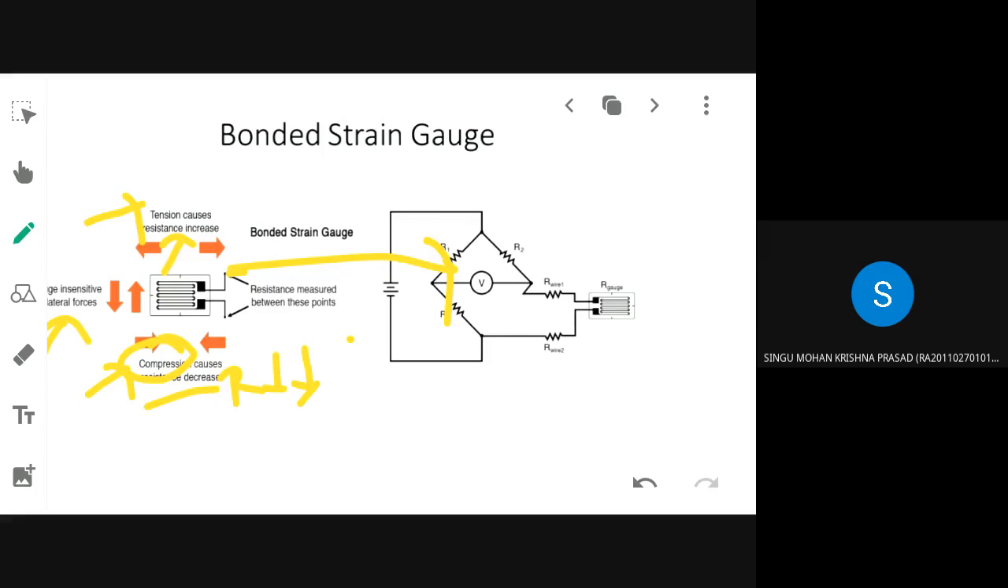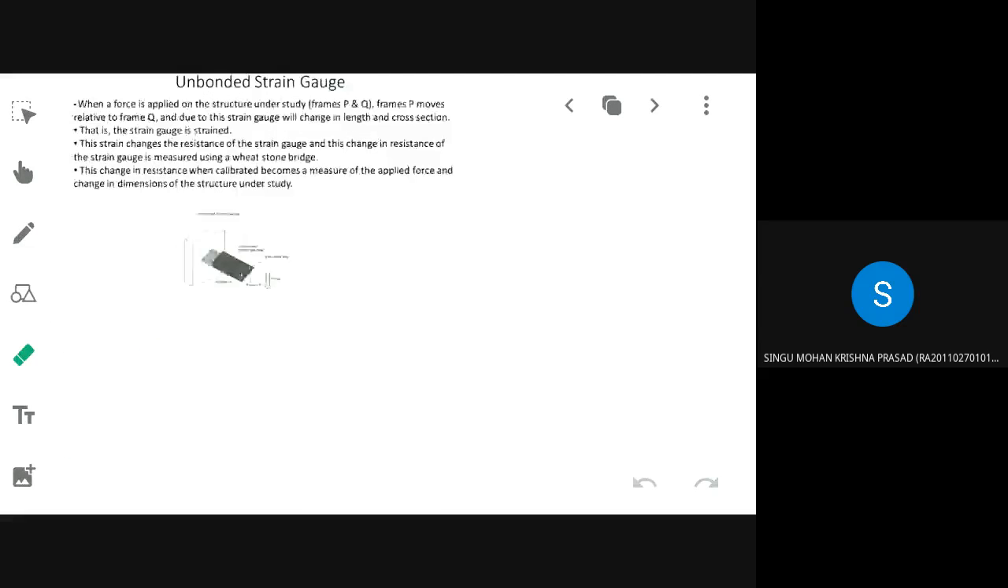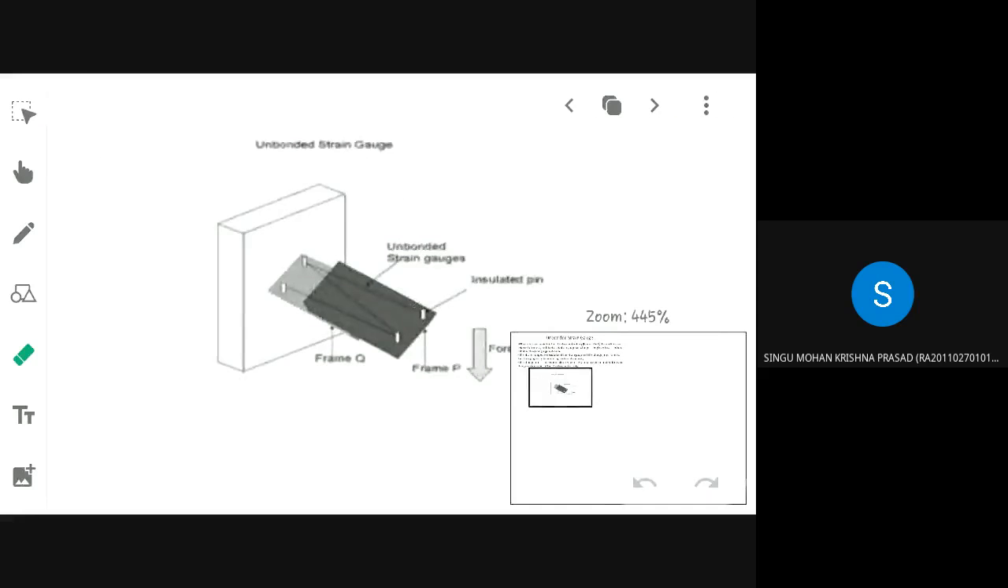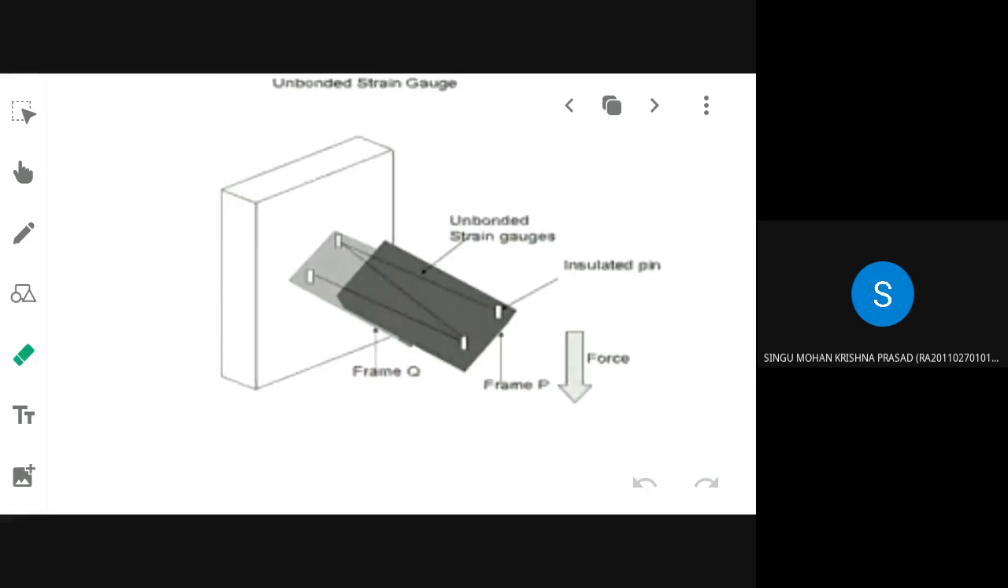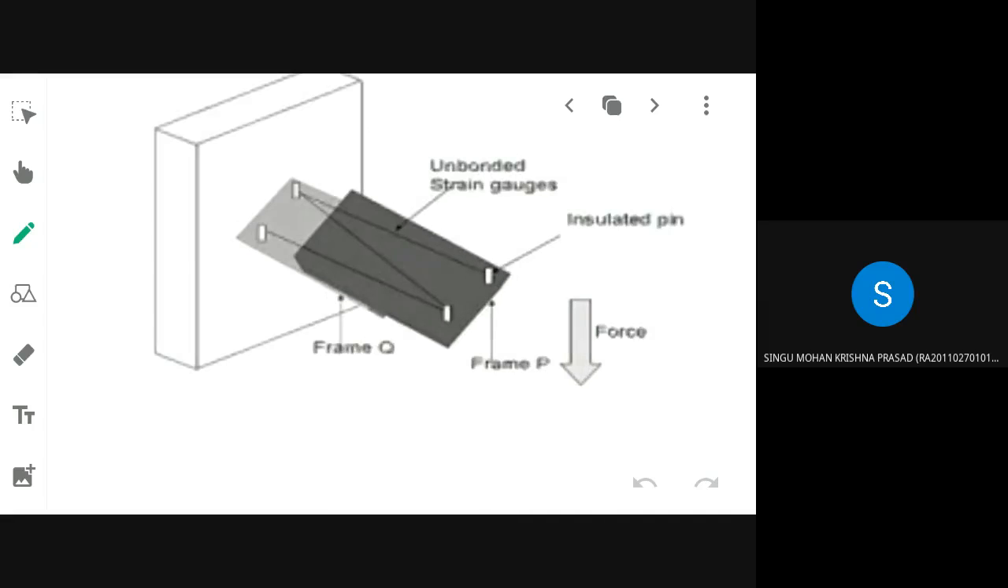Now, next you need to discuss the unbonded type of strain gauge. This is your unbonded strain gauge. The difference here is that the material under study will not be bonded with the help of an adhesive to the strain gauge element. That is why it is called an unbonded strain gauge. As you can see from this diagram, the input is the force, and that force will be applied to the frames. Two frames are there, P frame and Q frame, both are mobile. They will be sliding across each other.